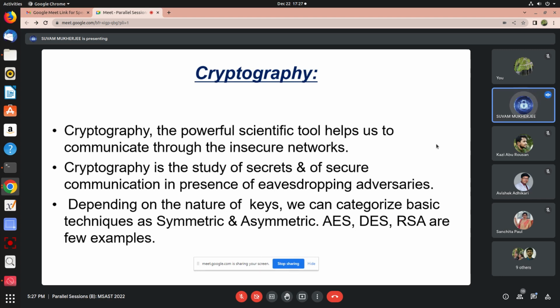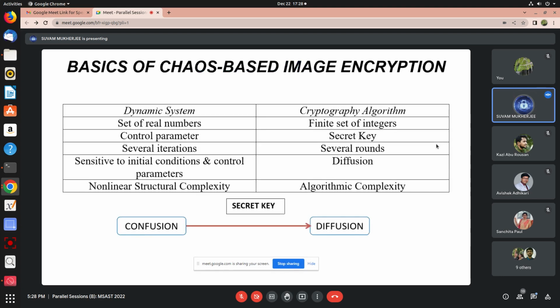So cryptography is the study of secrecy and of secure communication in the presence of eavesdropping adversaries. That is the main issue. Depending on different types of keys, we can categorize the basic techniques as symmetric and asymmetric encryption. For example, we can consider AES, DES, RSA, Diffie-Hellman key exchange, and so many things.